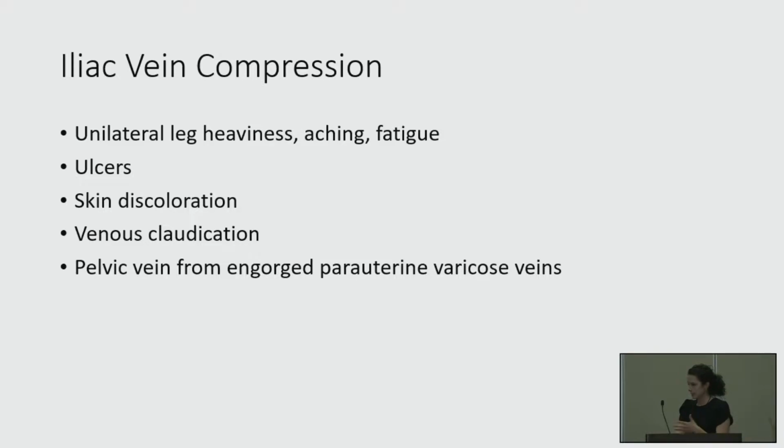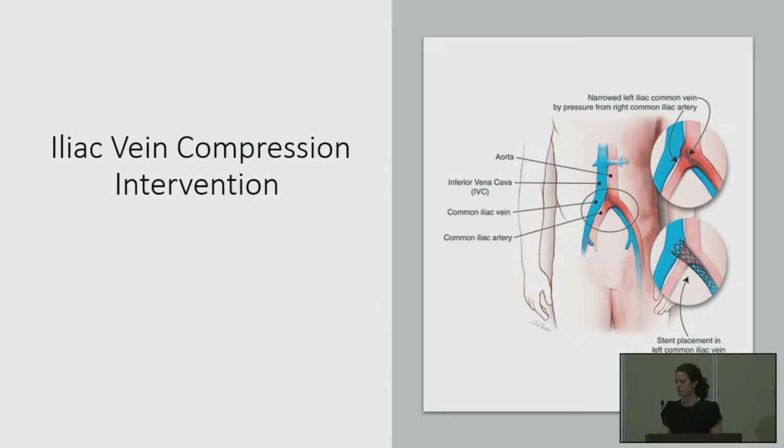So again, common symptoms that we're going to be seeing for iliac vein compression would be unilateral leg heaviness, achiness, fatigue, possibly ulcers, skin discoloration, venous claudication. We all know those types of things. But then we're also going to add in that it could be causing pelvic symptoms from engorged periuterine varicosities from that retrograde internal iliac vein flow.